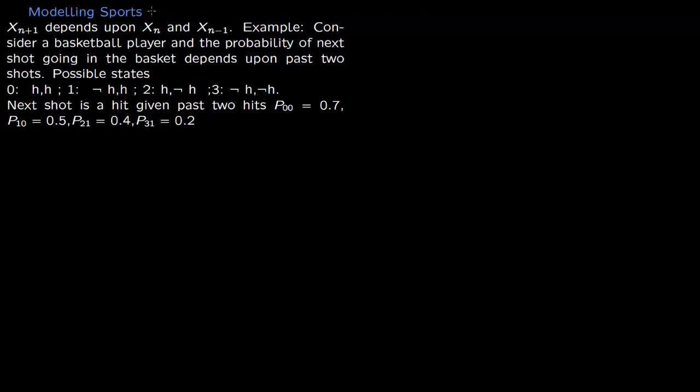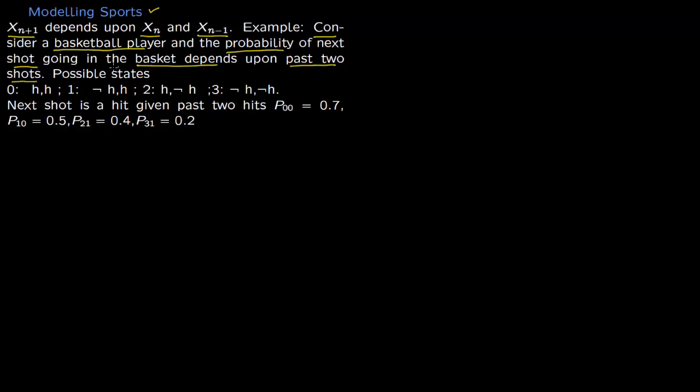Markov chains are extensively used in modeling sports, that is, for sports betting. So here we will consider a very simple example. The future depends upon the past two states, xn and xn minus 1. You could have any number of past states and the future could depend upon them. Here we will consider an example of a basketball player. The probability of the next shot going into the basket depends just on the past two shots.